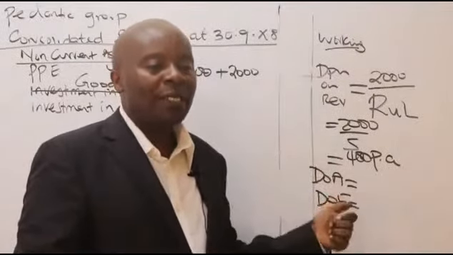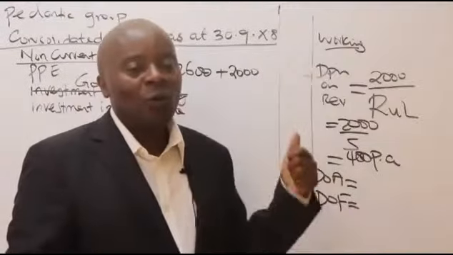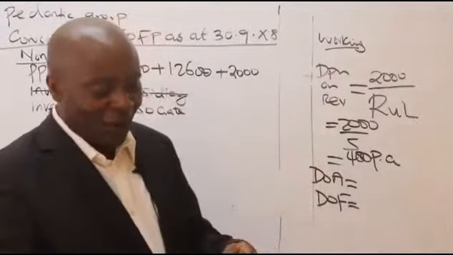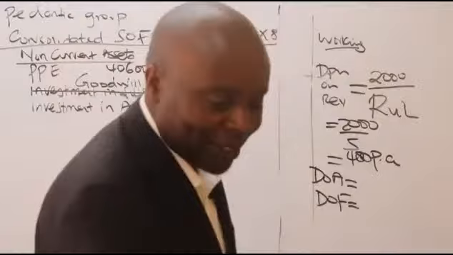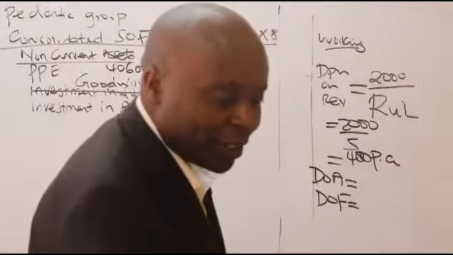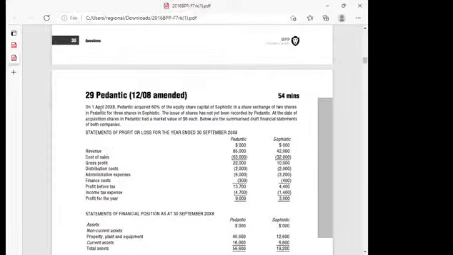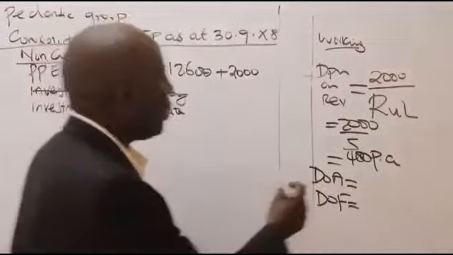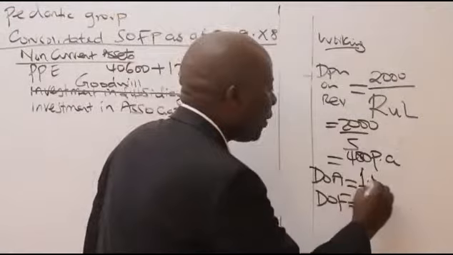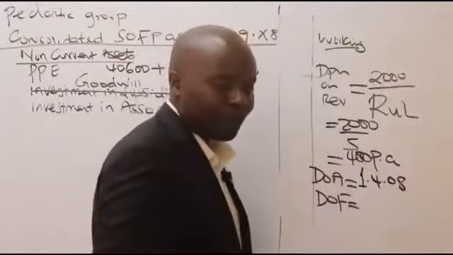So DOA means date of acquisition. When was this subsidiary acquired? When you look at this place here, the DOA, on 1st of April 08, Pedantic was acquired. So this thing was acquired on 1st of April 08. So the DOA here is 1st of April 08.